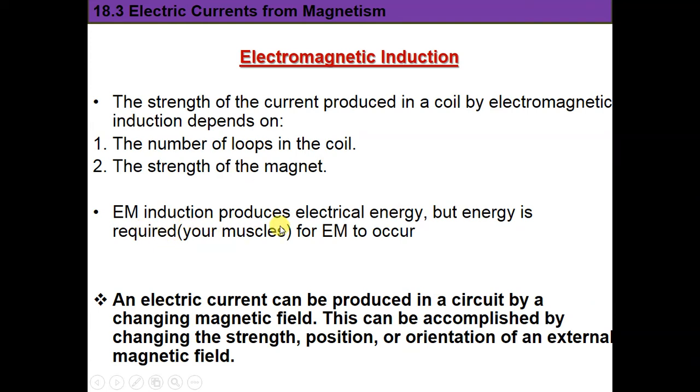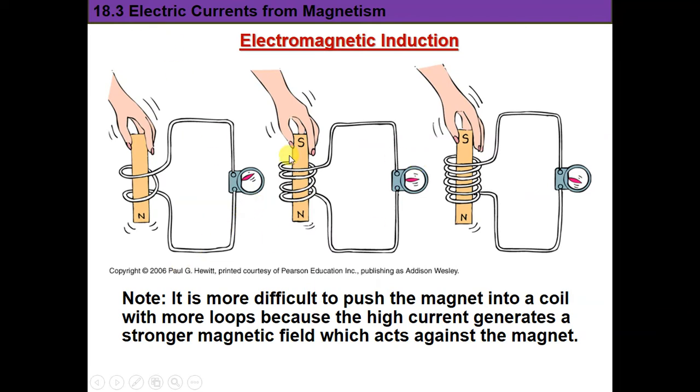Electromagnetic induction produces electrical energy, but energy is required for electromagnetic induction to work. Pay attention with me. All of you know the conservation law of energy. We all know that energy cannot be created from nothing, right? Now, electromagnetic induction, this effect states that current is induced in a wire because of the change in magnetic field. Because of the change in magnetic field.